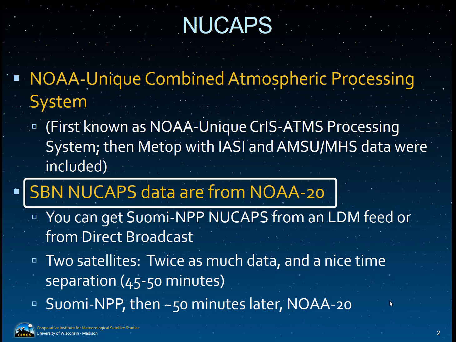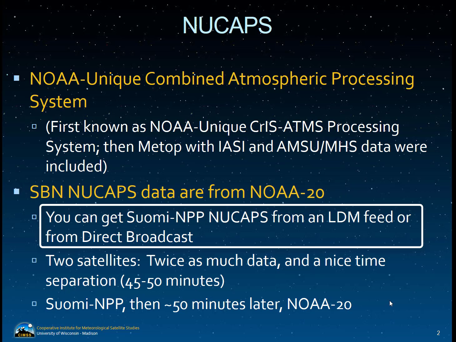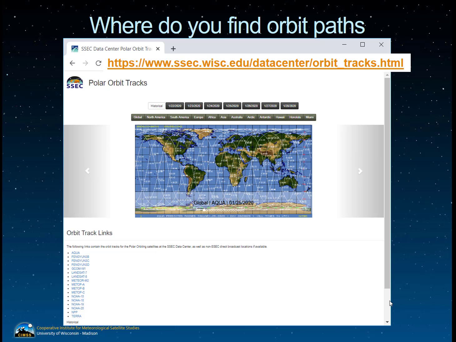The NUCAPS data that you see on AWIPS coming via the SBN are from NOAA-20. You can also get Suomi NPP NUCAPS from a direct broadcast such as the one at GINA in Fairbanks. If you have 2 satellites, you get twice as much data.